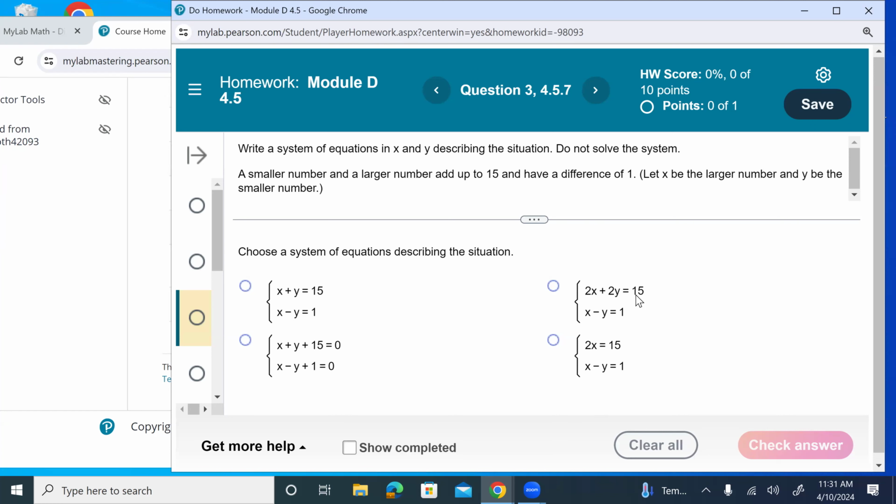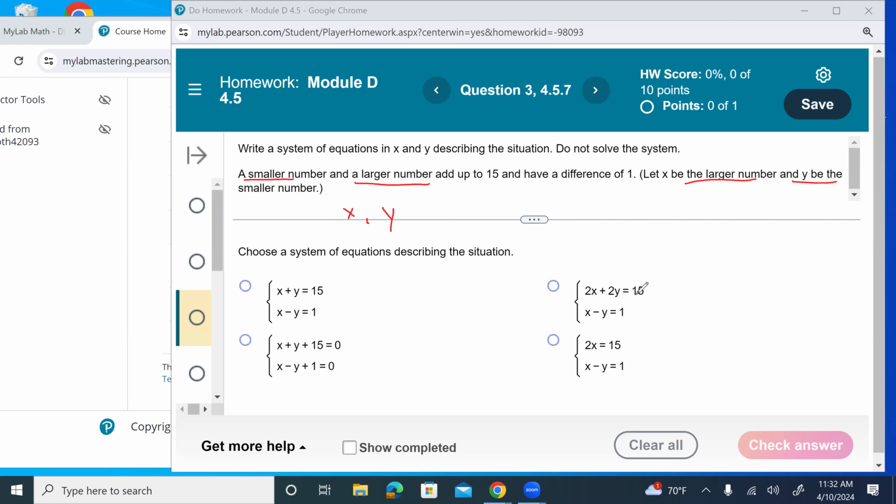A system of equations in X and Y where you have a smaller number and a larger number that add up to 15. It says let X be the larger number and Y be the smaller number. So they add up to 15. If my two numbers are X and Y, and X is the bigger number, how would I get that they add up to 15? What would the equation be? X plus Y equals 15.